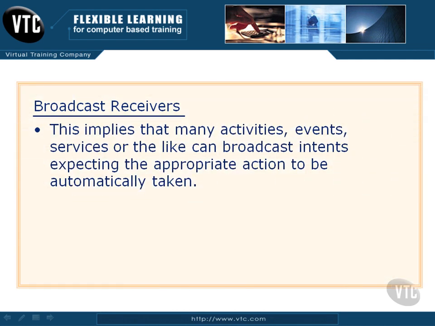So this implies that we can write activities or services that broadcast intents, and we can expect that other applications may take the appropriate action and that it will happen automatically and we don't have to know anything about it as a broadcaster. Likewise, as a receiver, we don't necessarily have to know anything in particular about how the broadcaster found out the information that it is broadcasting. All we have to do is understand what we should do when we receive it.